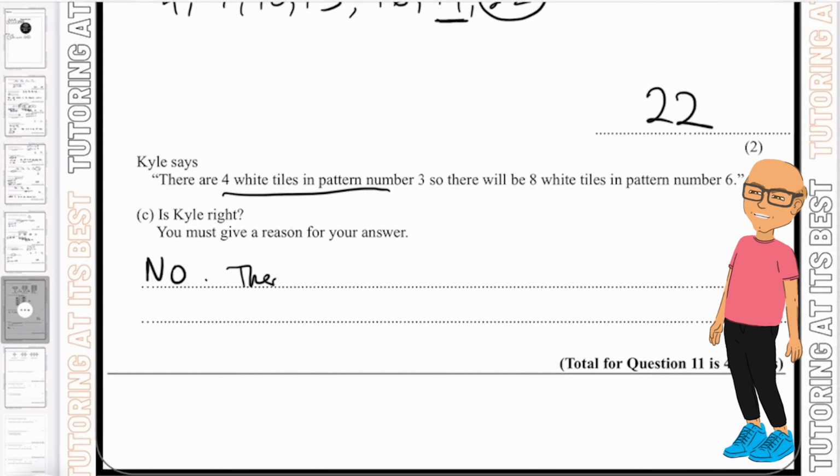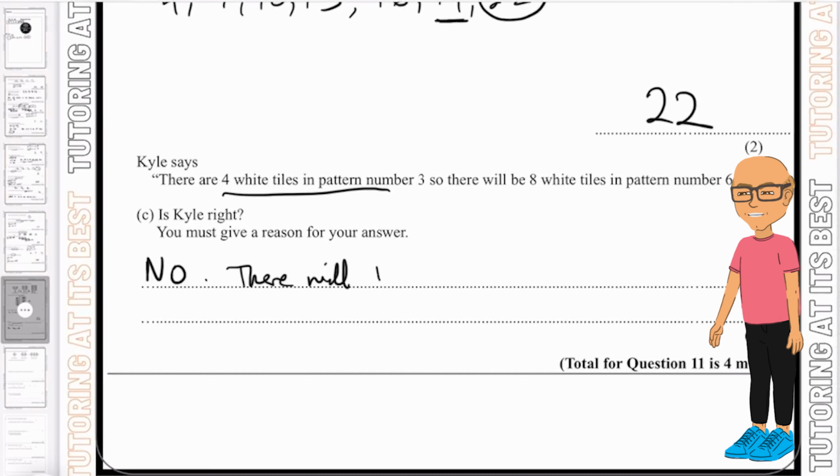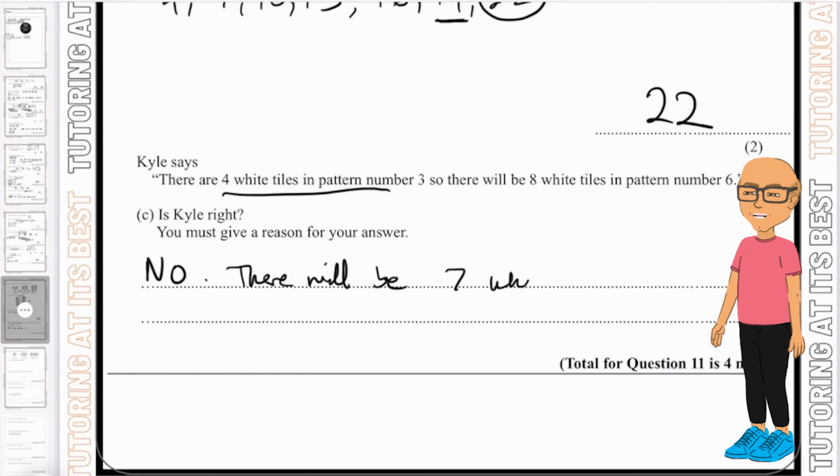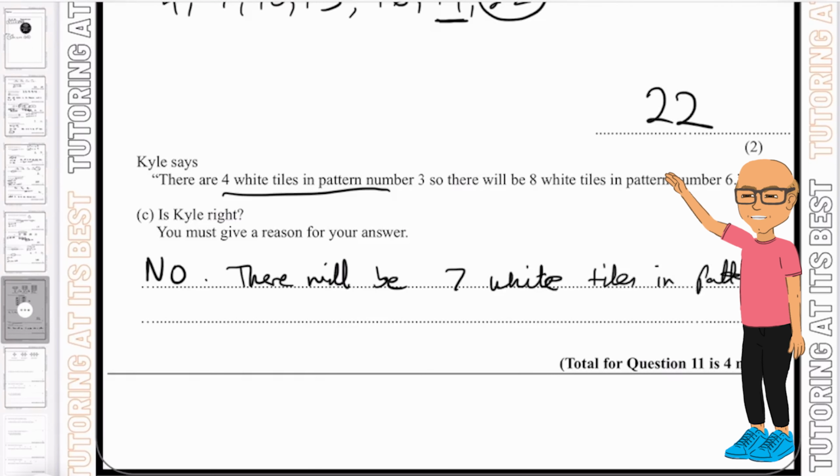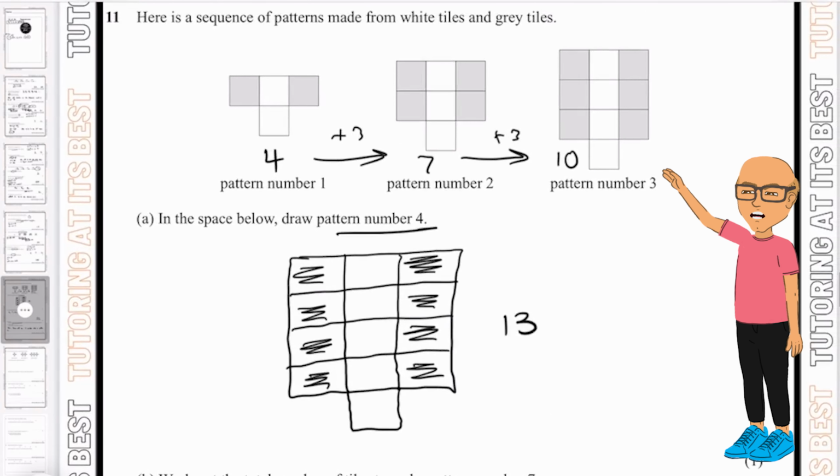And that is because there will be 7 white tiles in pattern 6. So let's go ahead and calculate this. How did we get 7 white tiles? Well, let's take a look at the way that the white tiles are increasing. So we have 2, then 3, then 4. And as you can see, that's going up in a consecutive fashion. So that's one number after the other.